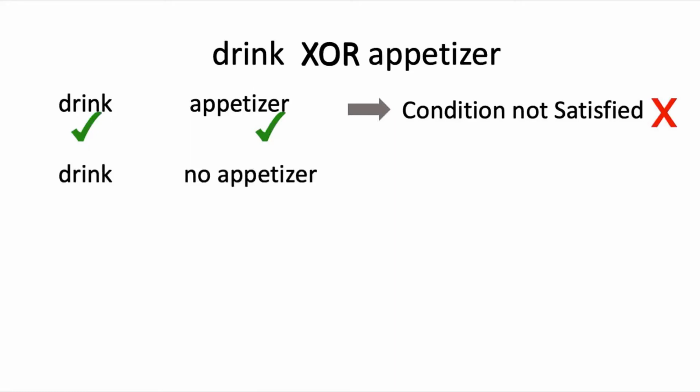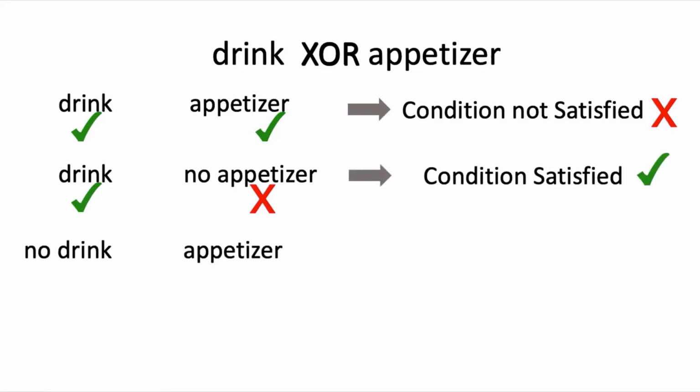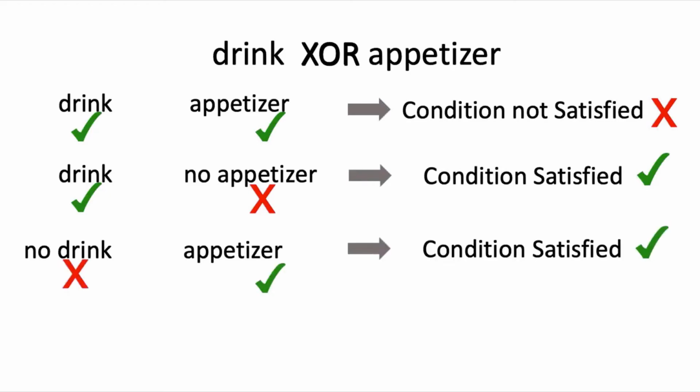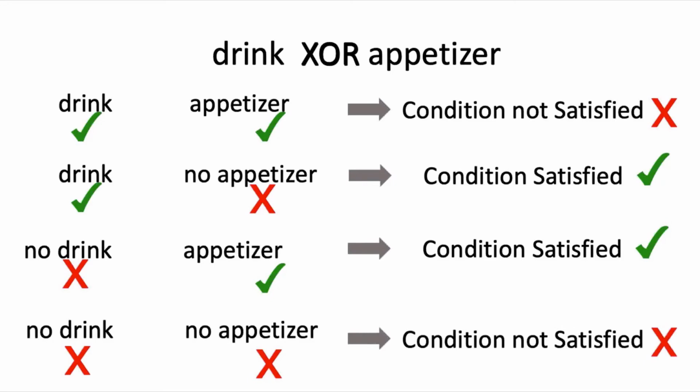If you bring a drink but no appetizer, then it's okay. That satisfies their condition. If you bring no drink and an appetizer, again, that's fine. You've satisfied their condition. If you bring no drink and no appetizer, you've not brought a drink, XOR, appetizer, and the condition is not satisfied. I want to show how a single perceptron model cannot handle XOR, but how a multi-perceptron model can.